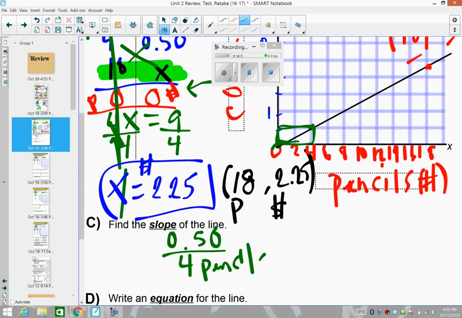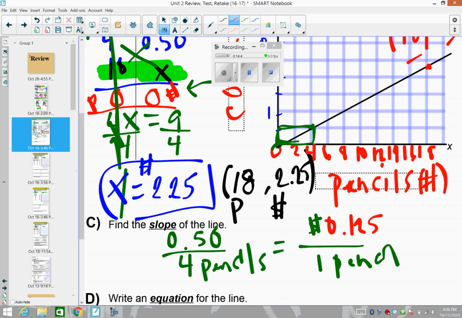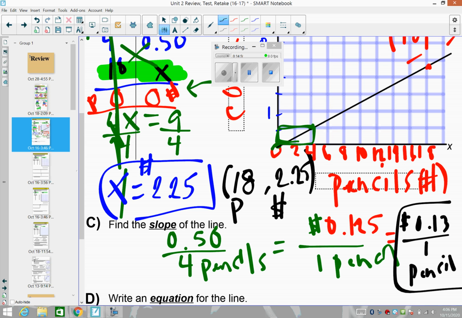So your job is to figure out how much does it cost for 1 pencil. And we're talking about money here. So we really should be rounding to the nearest hundredth for money. So when I type that in, I end up getting this for my answer. It's a money problem, so we're going to go ahead and round that. That means it costs about 13 cents for 1 pencil. 13 cents for 1 pencil would be the slope of that line. You can either get it from your y2 minus y1, or I pulled it right from the graph.